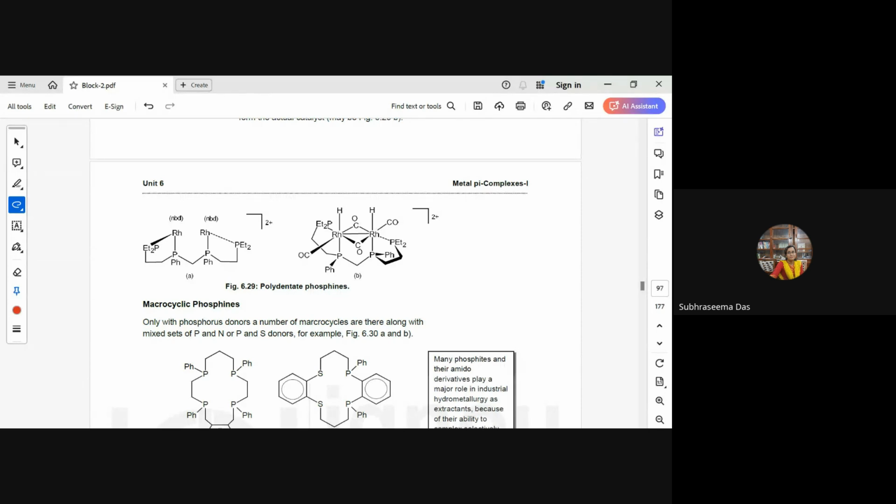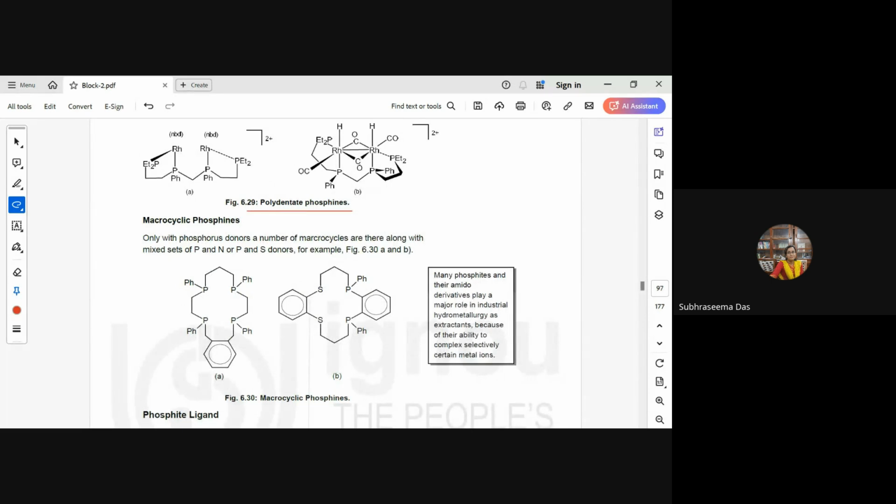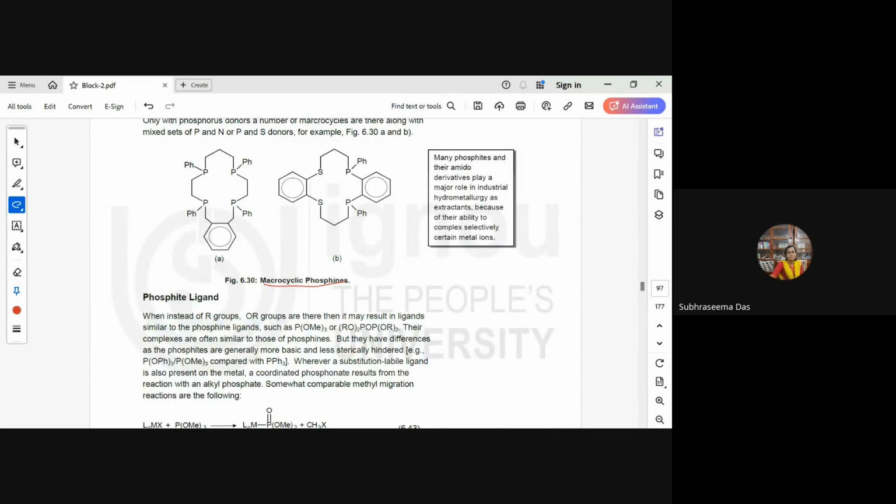In figure 6.29, you can see a polydentate phosphine. Then coming to macrocyclic phosphines, where a number of macrocycles get attached to the phosphorus, along with mixed sets of P and N. These are examples of macrocyclic phosphines. As the name implies, many substituents are allowed for this type of macrocyclic phosphine.